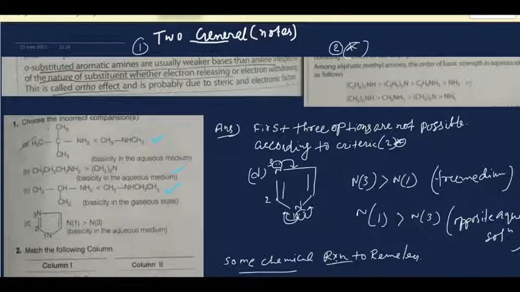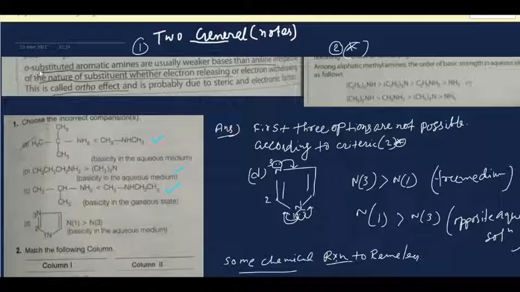Friends, today I am going to discuss the chapter amines by some problems. So let us start. Before we start the problems, I would like to discuss two general notes.